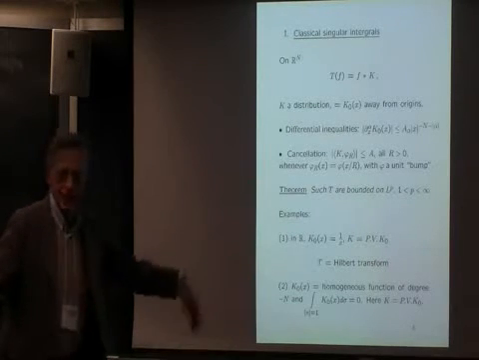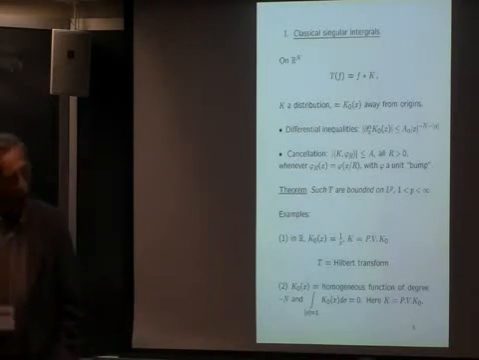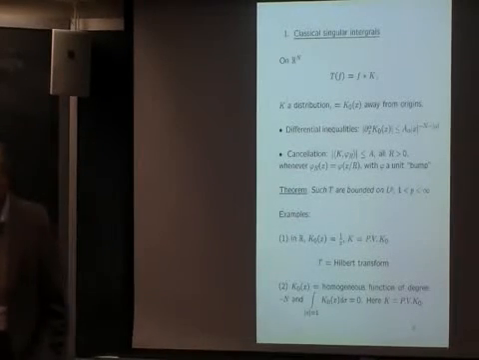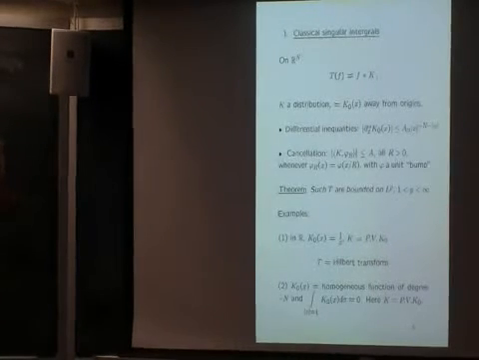So there are many examples of this. One is the first example in one dimension, where the function is 1 over x, and the distribution is the principal value associated to 1 over x, up to a factor of pi. That's the Hilbert transform, of course.